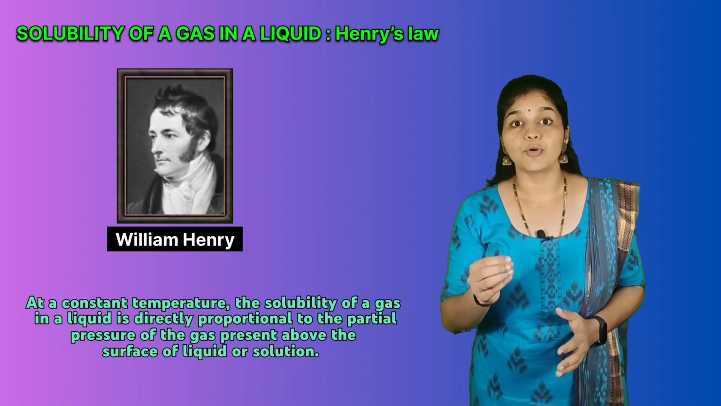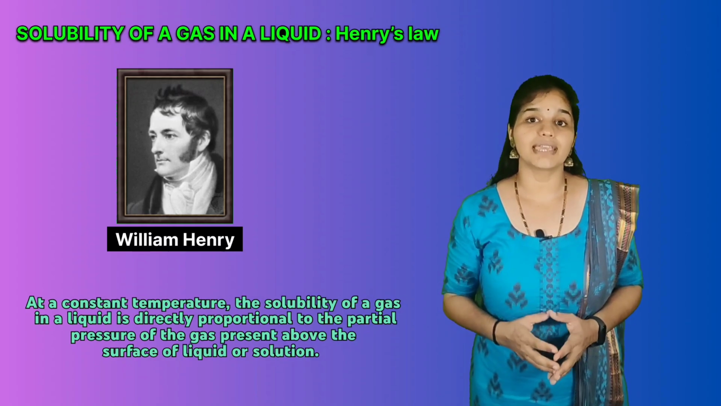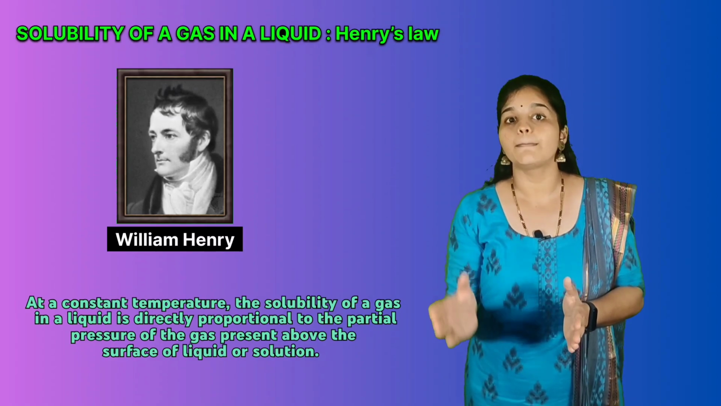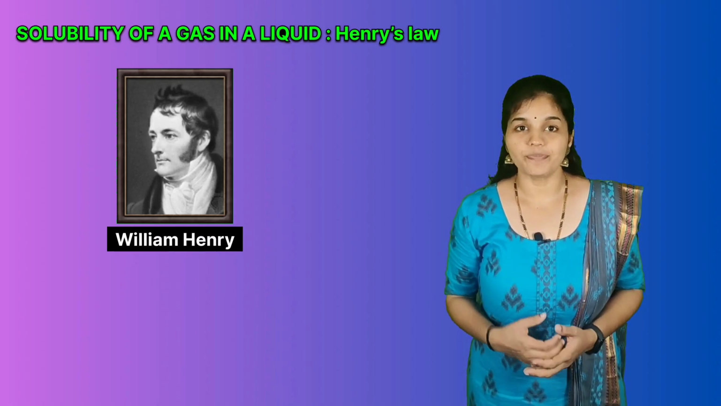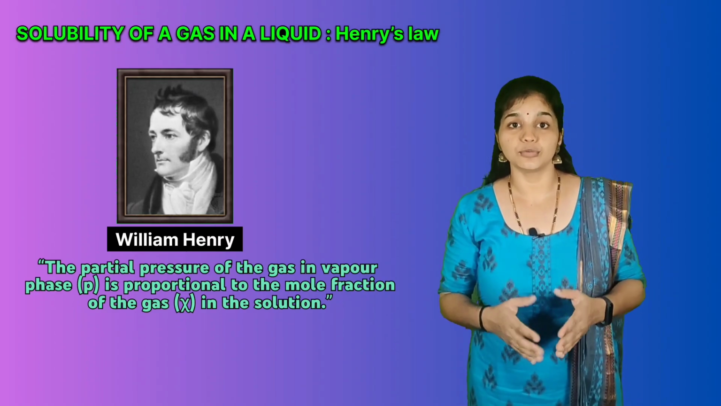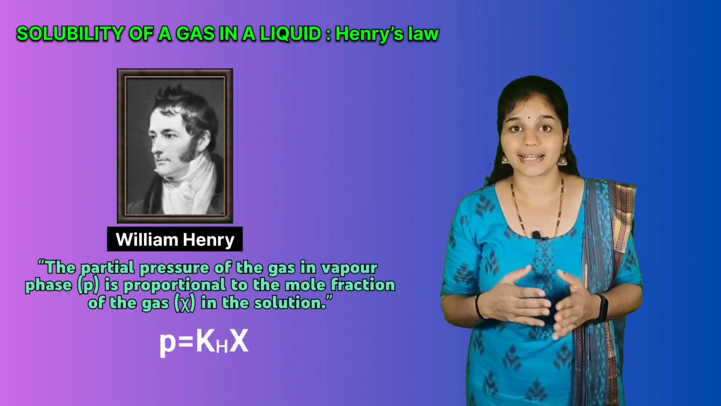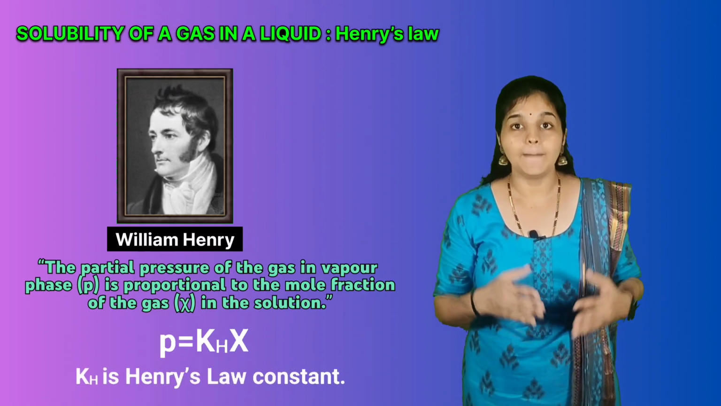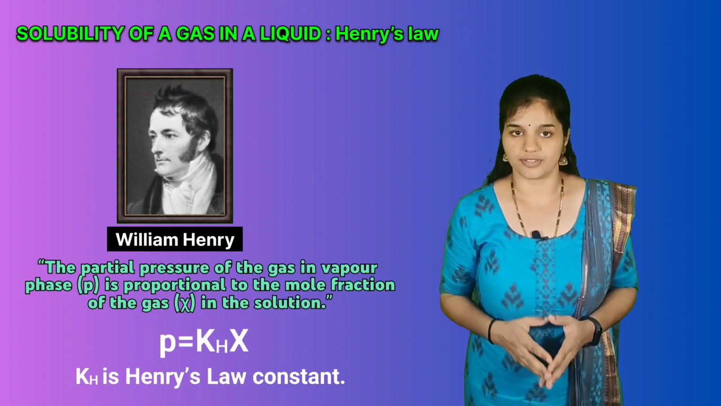Now, if we use the mole fraction of a gas in the solution as a measure of solubility, then we can say that the mole fraction of gas in the solution is directly proportional to the partial pressure of the gas over the solution. The most commonly used form of Henry's law states that the partial pressure of the gas in vapor phase is proportional to the mole fraction of the gas in the solution. That is, partial pressure P is directly proportional to the mole fraction chi. So mathematically, Henry's law is written as P = Kh χ, where Kh is Henry's law constant.